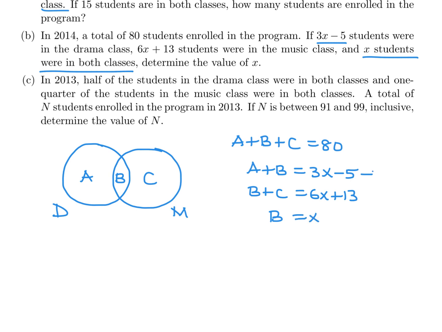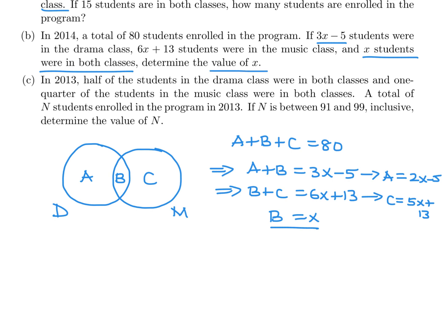Okay, so same story. The only difference is that this time we have x instead of numbers, but not a problem. If we plug B equals x into this one right here, we can solve for A, and that makes A equal to 2x minus 5. And very similarly, if we substitute B equals x into there, we will get C is equal to 5x plus 13, I believe. Yeah.